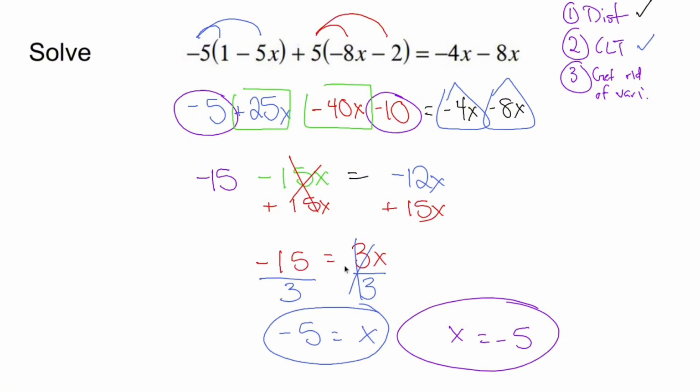But this was a train wreck of a problem. Very difficult. But again, if you can do distributive property, do that first. If you can combine like terms on each side, do that second, and then take the rest of the problem the way you normally would.